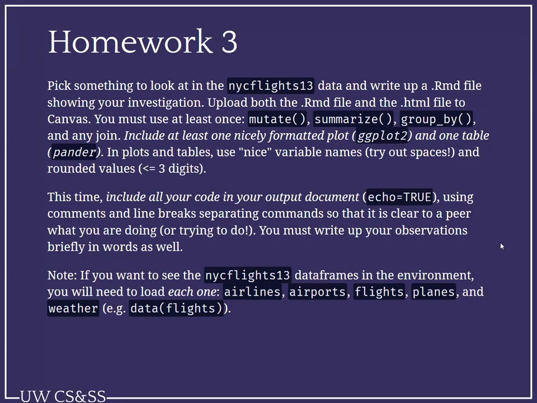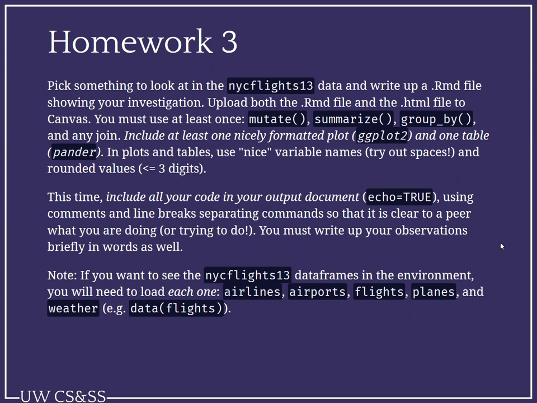So here's the homework for homework 3. Pick something to look at in the NYC Flights 13 data and write up a markdown file showing your investigation. Upload the markdown and the HTML to Canvas. You must use at least once a mutate, so that's making one new column, a summarize, which is aggregating all of the rows of a column, a group by, which is like putting things in bins based on some sort of conceptually interesting value in your data, and any join. Left join, anti-join, semi-join, do what you got to do.